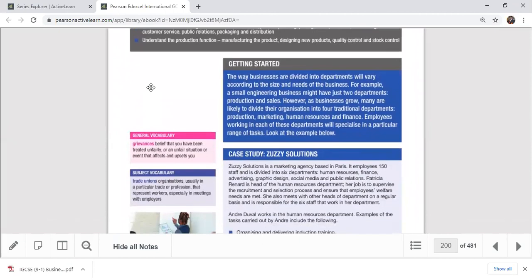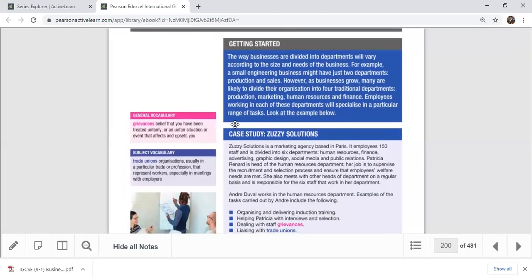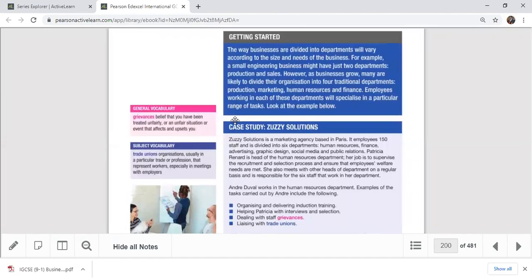For example, a small engineering business might have just two departments, production and sales. Yeah, which is a small business. Sometimes there is no department at all, like a one-man show, right? For example, if it's a grocery, it's just a one-man show, or it's a partnership, right? Only two partners managing the entire business organization. There is no department, so everything, finance, production, marketing, is handled by one person. That's dependent on the organization structure and the capacity.